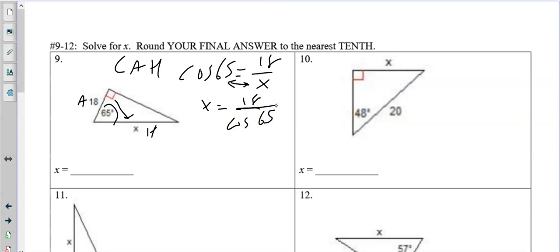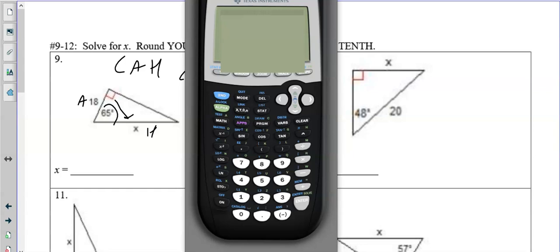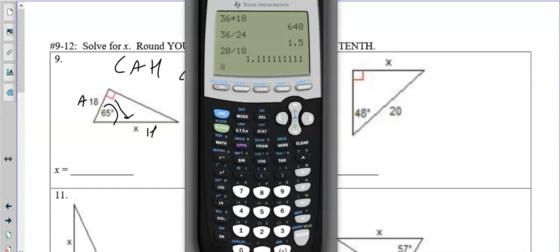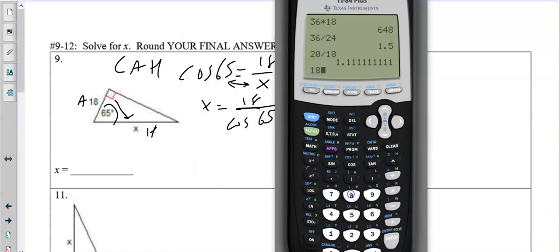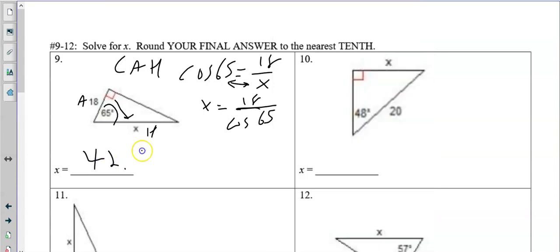Now I'm not going to do all these on the calculator, but just as a reminder, when you're using your calculator, especially on the test, always real quickly go to mode and make sure it's on degrees, which mine was. So we're good to go. We're just going to type in 18 divided by cosine of 65. I get 42.59. It says round to the nearest tenth. 5 is in the tenths place. The 9 tells it to round up, so it's 42.6.